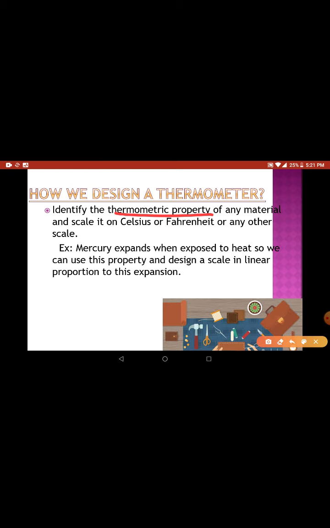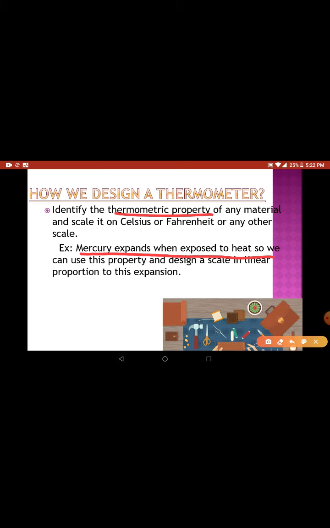For example, in general daily life, we see that all materials, on supplying heat energy, expand; their volume increases. We use this in the thermometer, and that is one of the thermometric properties of a material. On getting heat, they expand and increase their size. For example, you can take one metal, mercury. Mercury expands when exposed to heat. Mercury is a liquid metal, and like other metals, it expands when you supply heat to it. We use this thermometric property of mercury and devise a thermometer.